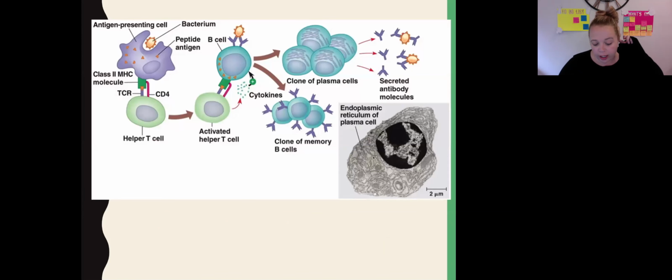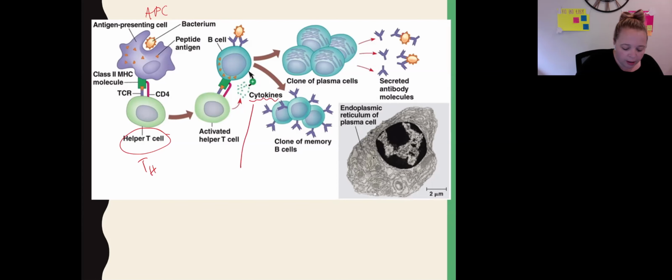There's another way of looking at this. So here is your APC. It presents the antigen to a T helper cell. The T helper cell activates a B cell, and then it does two things. This activation is by cytokines. So remember that a cytokine is just a signaling molecule in the immune system.